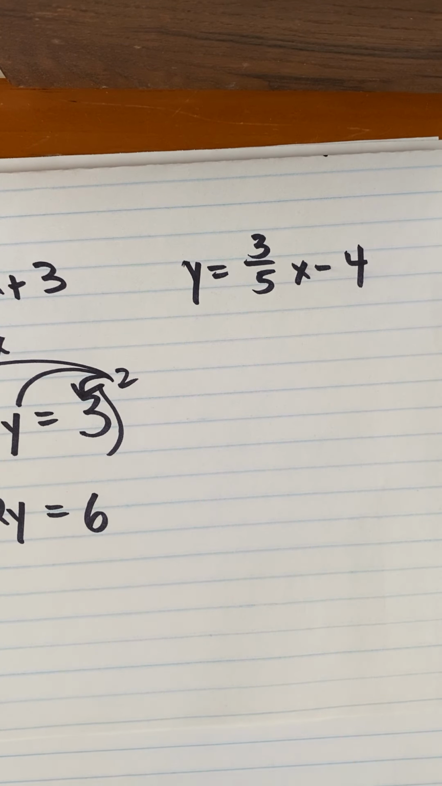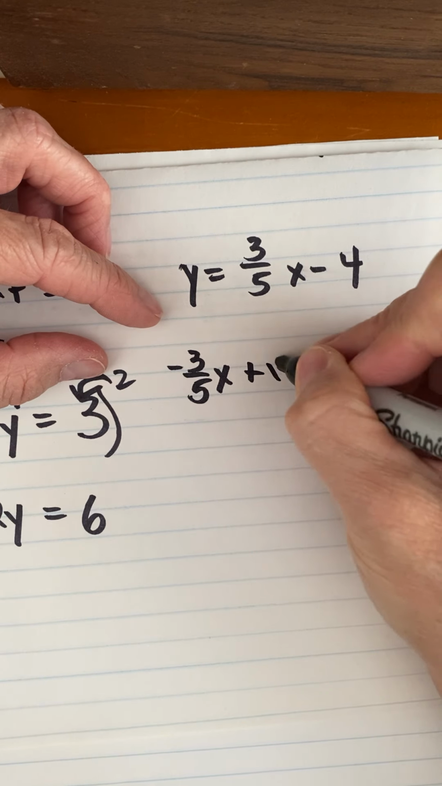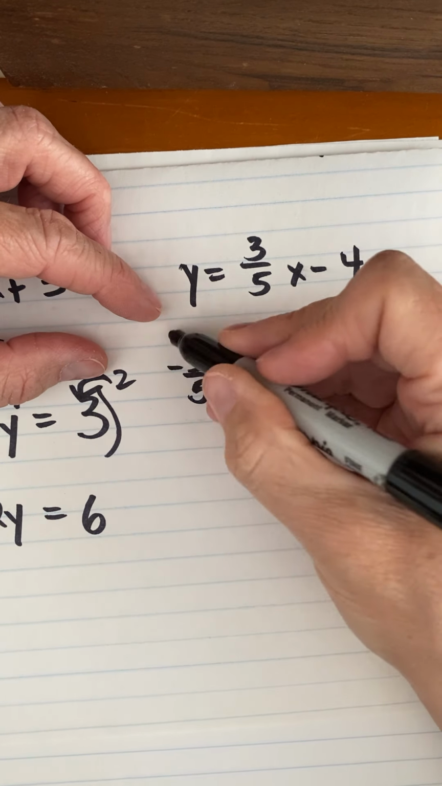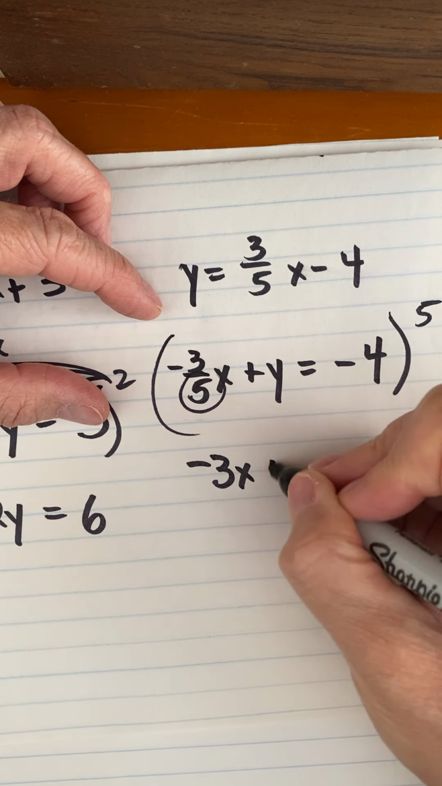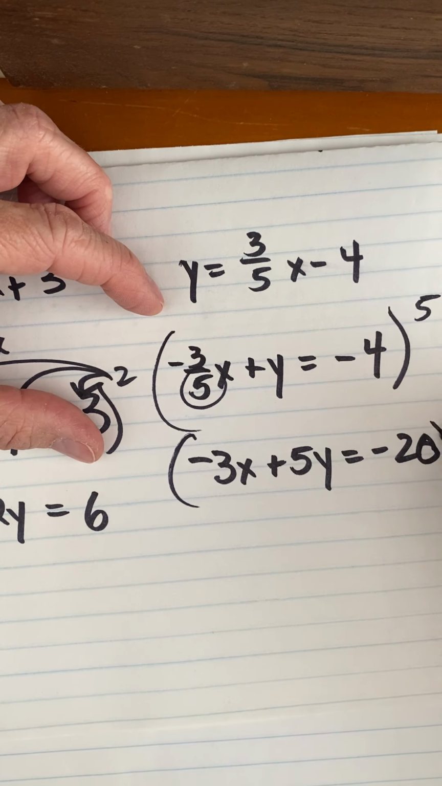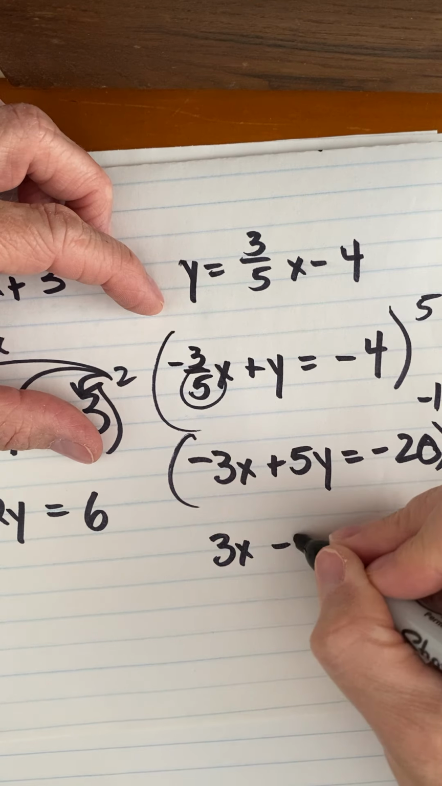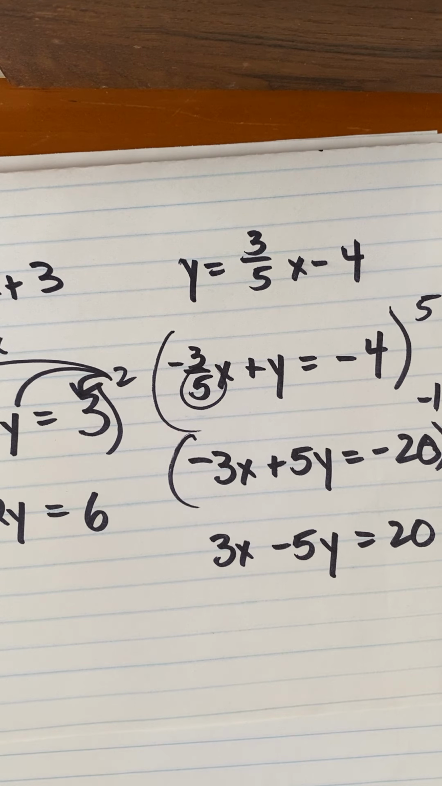So why doesn't everybody try to do this one on your own if you haven't already? So the first thing I'm going to do is subtract 3/5 x from both sides. I'm going to multiply everything by 5 because 5 is the common denominator. And then I'm going to multiply everything by -1 because a can't be negative. And I end up with 3x minus 5y equals 20. Okay, so this should be review for everybody, but you will get plenty of practice doing it.